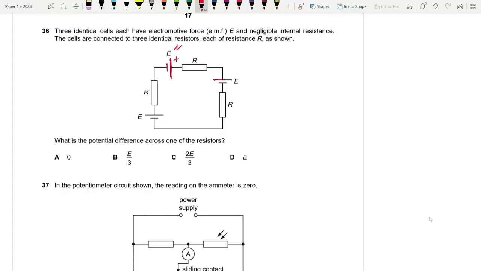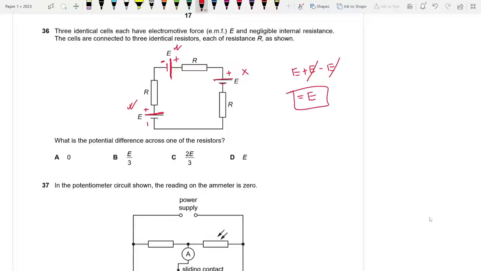We first need to check if the batteries are connected properly. Plus is connected to plus, that's bad. And over here, the plus is connected to minus. Okay, so these two are connected properly, this ain't. So what is the total EMF? E plus E minus E. So that is it. There is a total of E in the circuit.